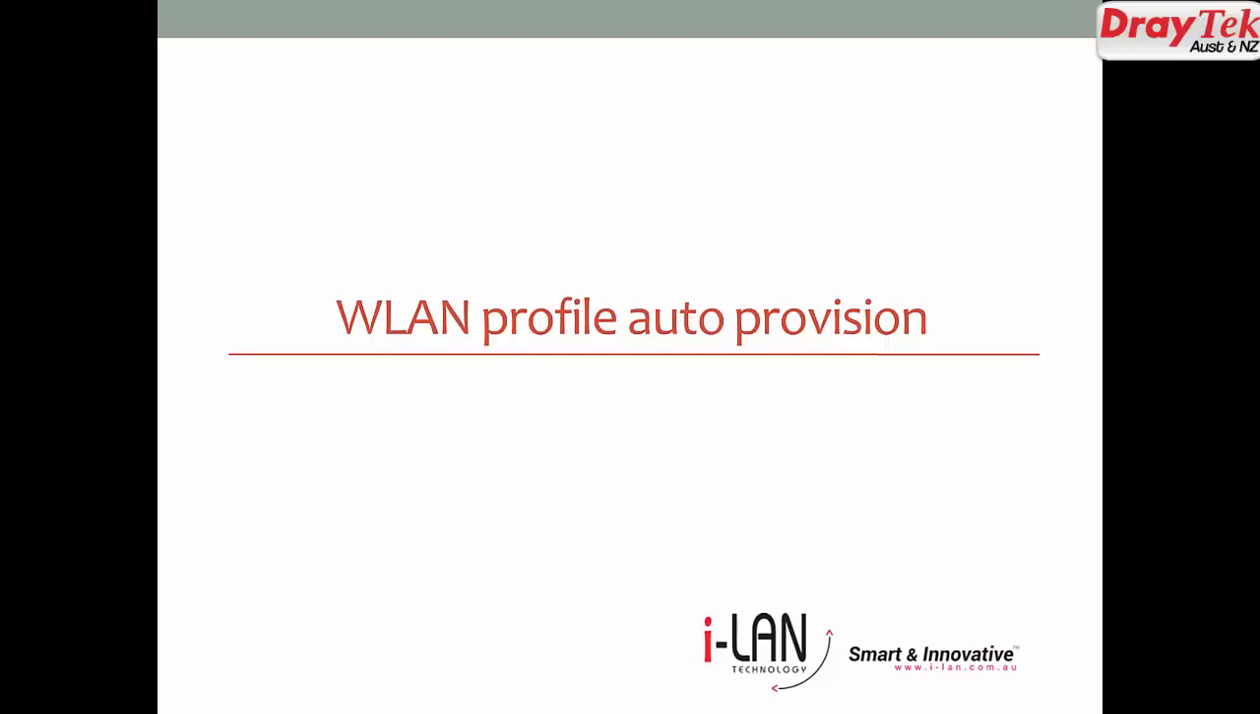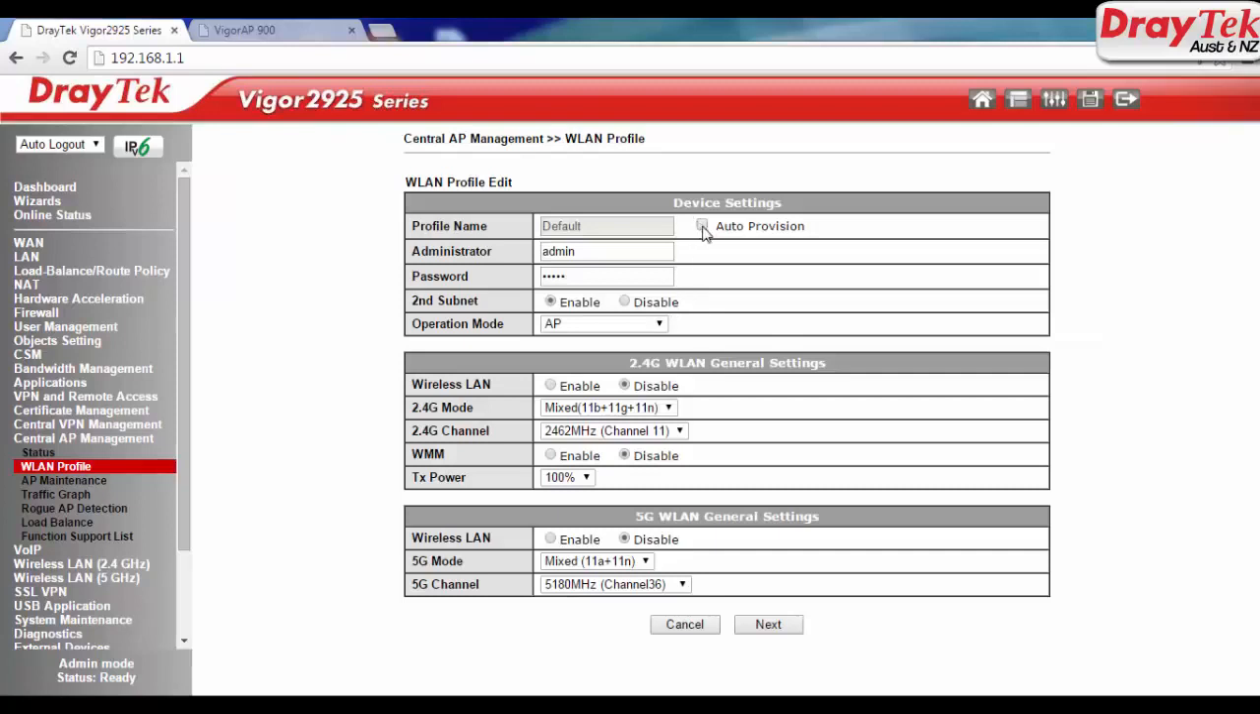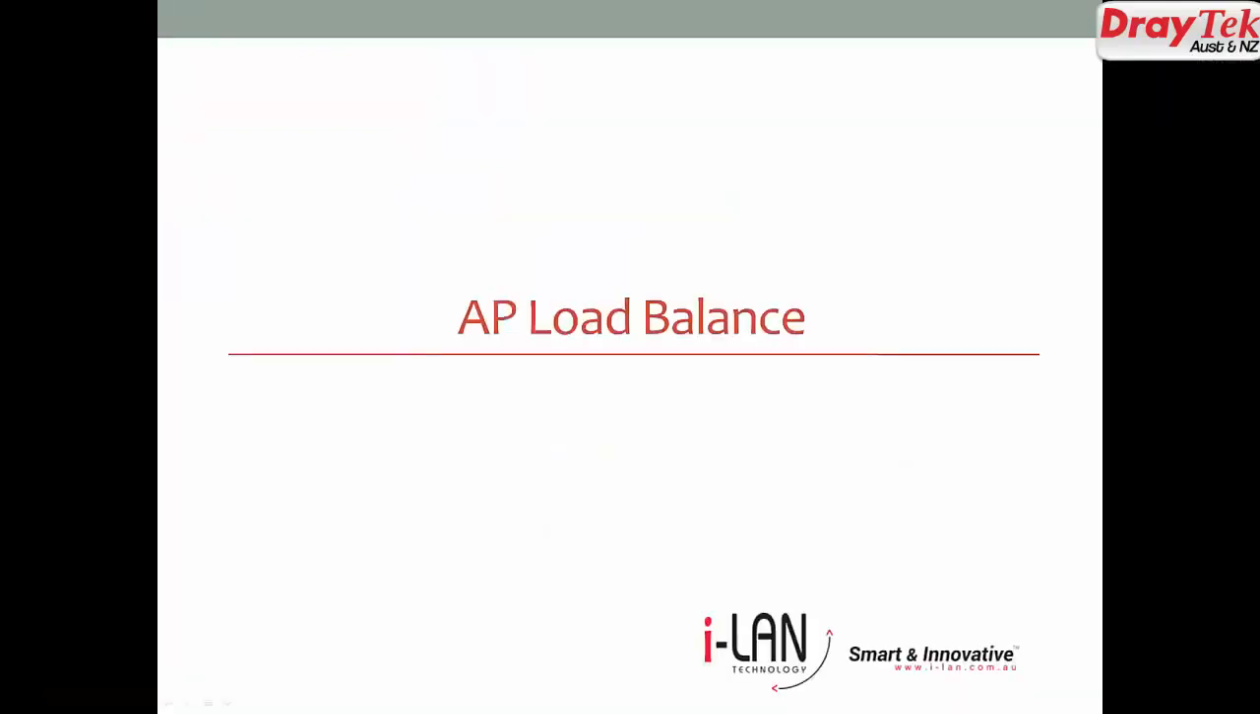Another improvement in Vigor 2925 is the auto provision, which helps you to apply the same wireless settings to all access points automatically. In Vigor 2925 WLAN profile page, you just need to choose the auto provision option. The configuration will then be applied to all registered APs directly.